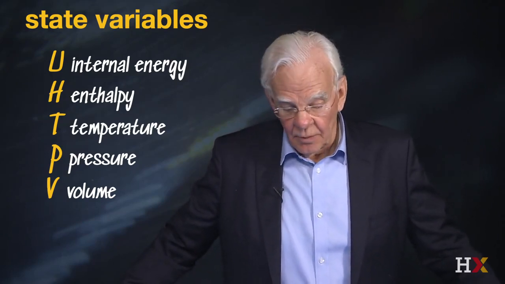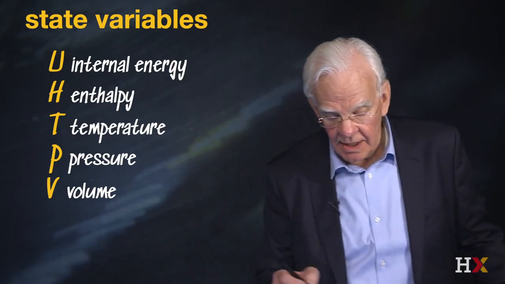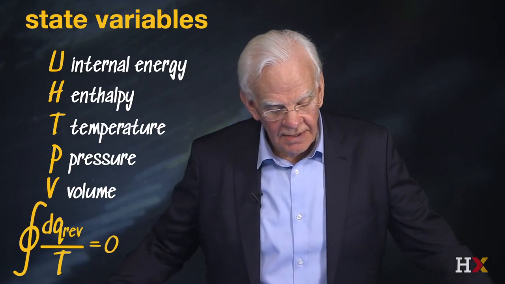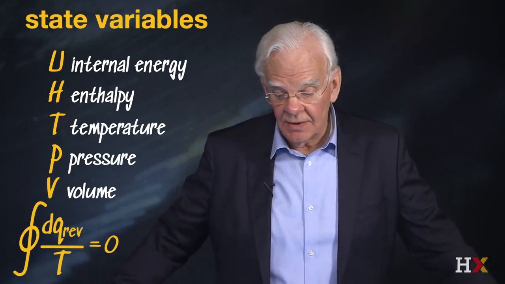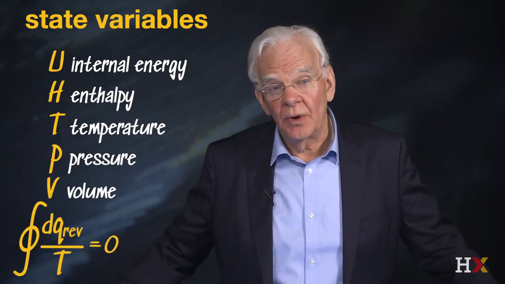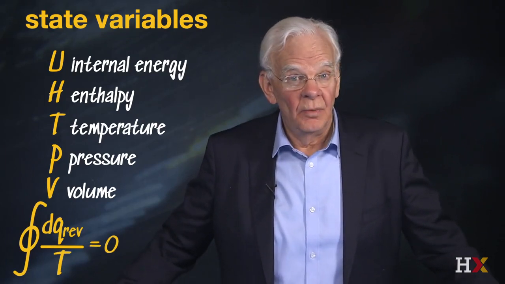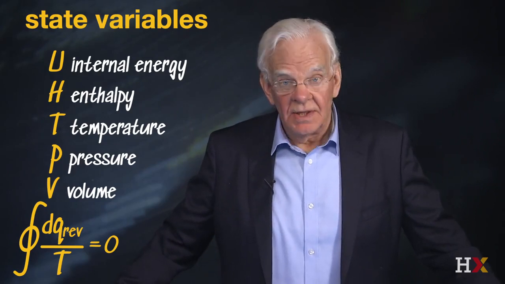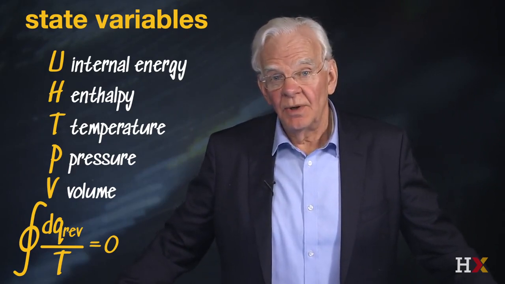And so we now have the markings of another variable, which is a state variable because when we come back to the same point, it has exactly the same value, which is to say when we went around the cycle in reversible steps, that quantity remains invariant when we come back to the original position.